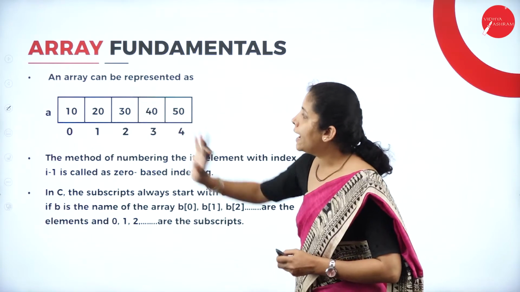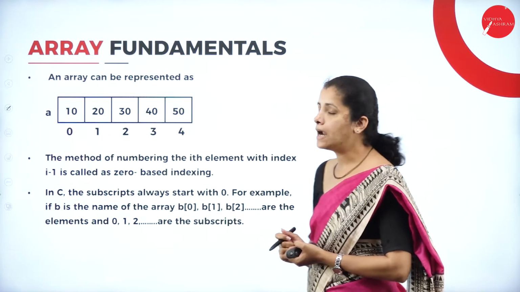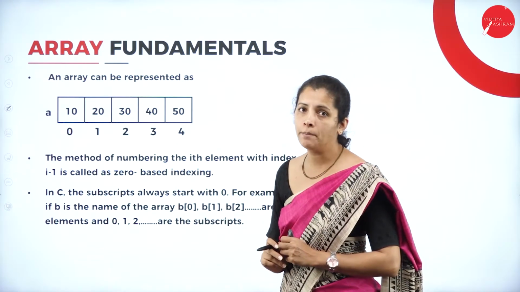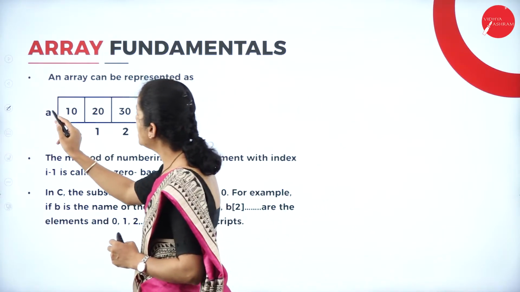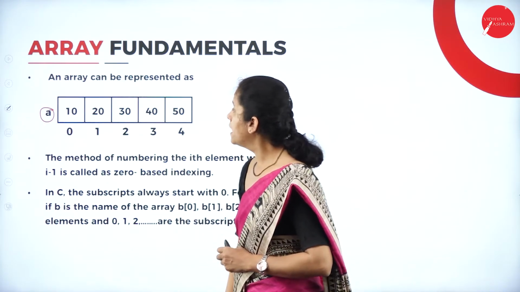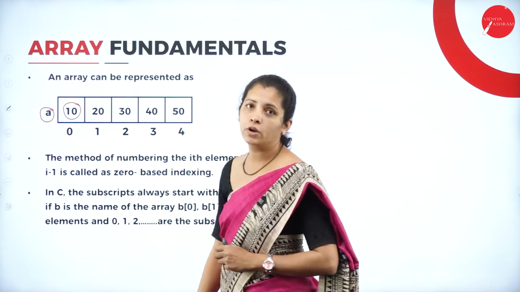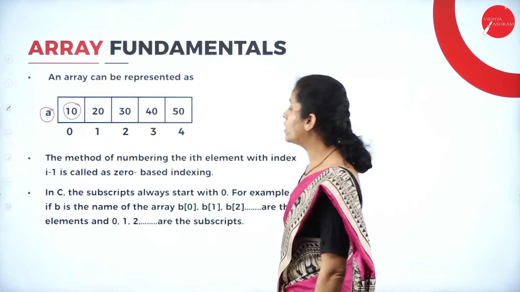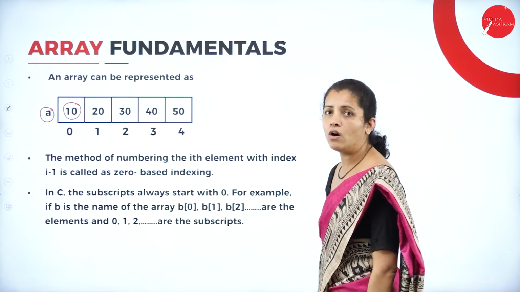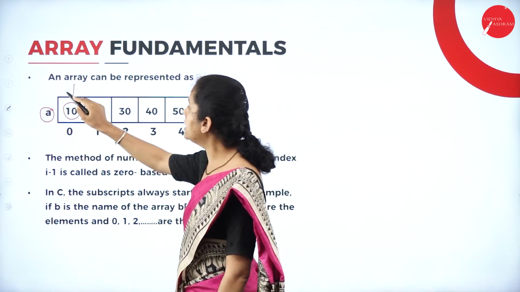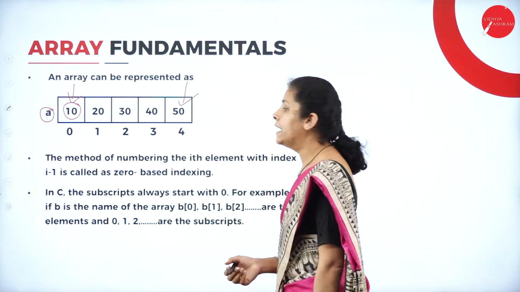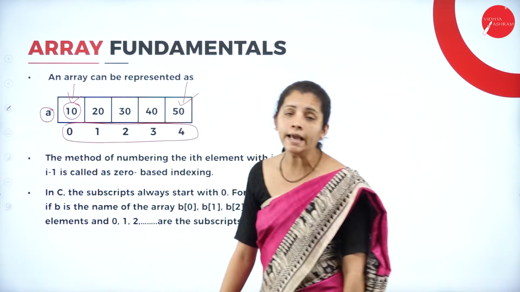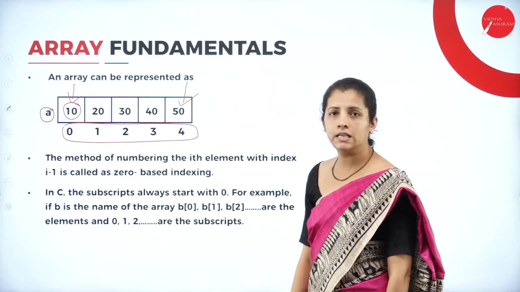Now, this is my array representation. Think that I have read these values and they are stored in the computer memory. Now, what is my array name? A is my array name, and 10 is present at the location A of 0, 20 at A of 1, 30 at A of 2, 40 at A of 3 and 50 at A of 4. And this is my starting index and this is my ending index. And this 0 to 4 is known as index or indices.